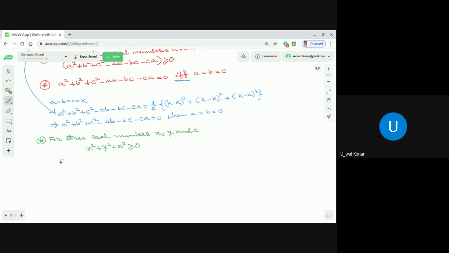And we can write that equality holds true when x is equal to y is equal to z is equal to 0. Equality holds true when x equal to y equal to z is equal to 0. Clear? Absolutely clear.